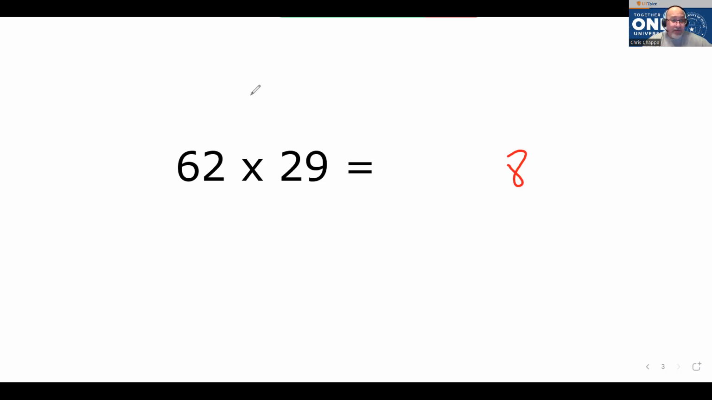Now I just got to remember 55. The inside is 2 times 2 is 4. 55 plus 4 is 59. Write the 9, carry the 5. I'm carrying the 5 here. And then the first part of FOIL is 6 times 2, which is 12, plus the 5 is 17. Should be 1798. Let's check it in a calculator real quick. 62 times 29.